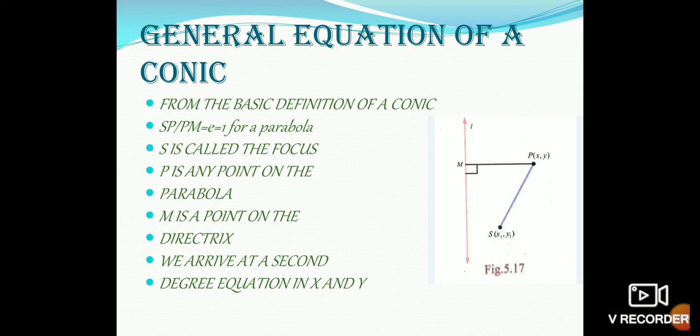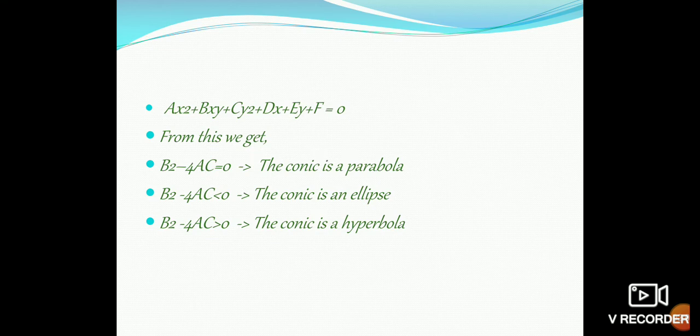Now we come to the second degree equation in x and y: ax square plus bxy plus cy square and so on. From this equation, how can we find whether it is a parabola, ellipse or hyperbola? We have to go for the discriminant. We have learnt the discriminant in 10th standard, b square minus 4ac. Find the value of b square minus 4ac. If its value is equal to 0, the conic is a parabola. If it is less than 0, the conic is an ellipse. The eccentricity will then be from 0 to 1. If it is greater than 0, the conic is a hyperbola.